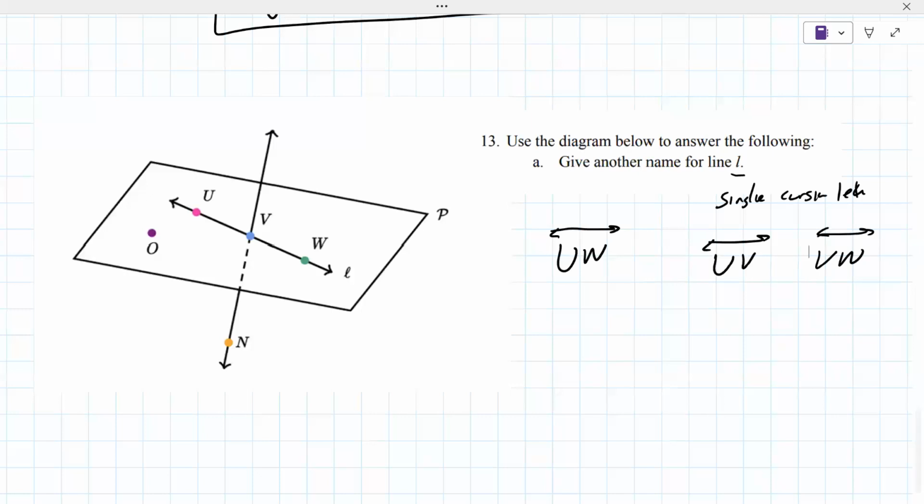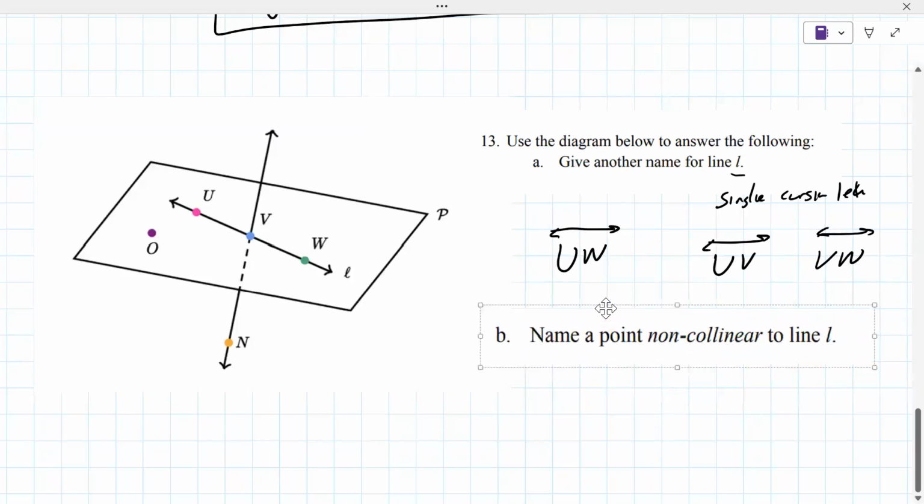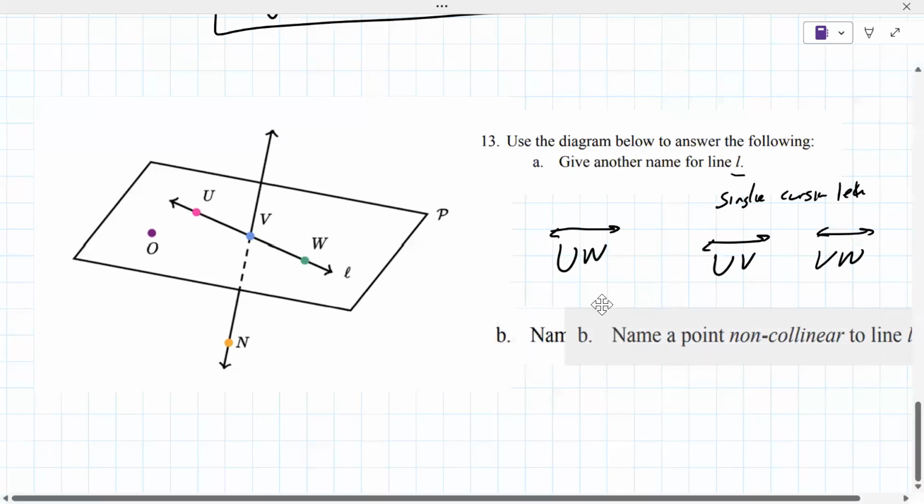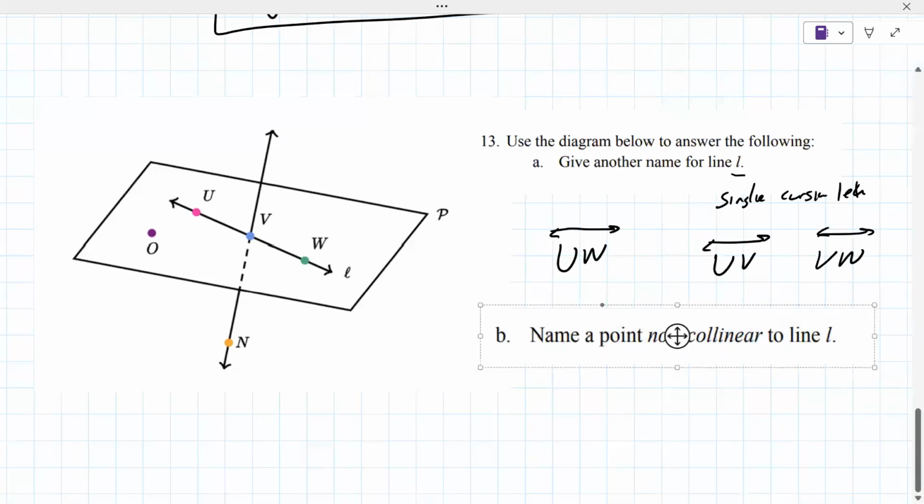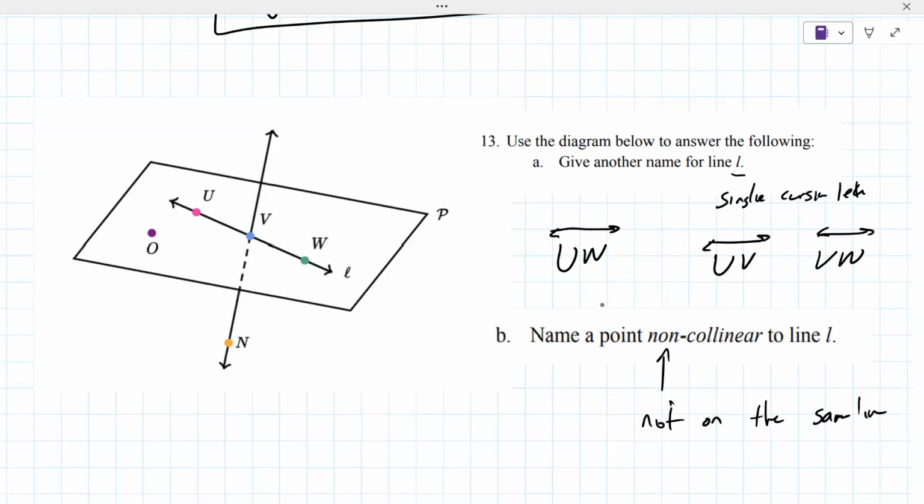All right, let's look at part B. What does it mean if something is non-collinear? It means it's on the same line. So then non-collinear means not on the same line. That would be the point O. Point O, yeah, perfect.